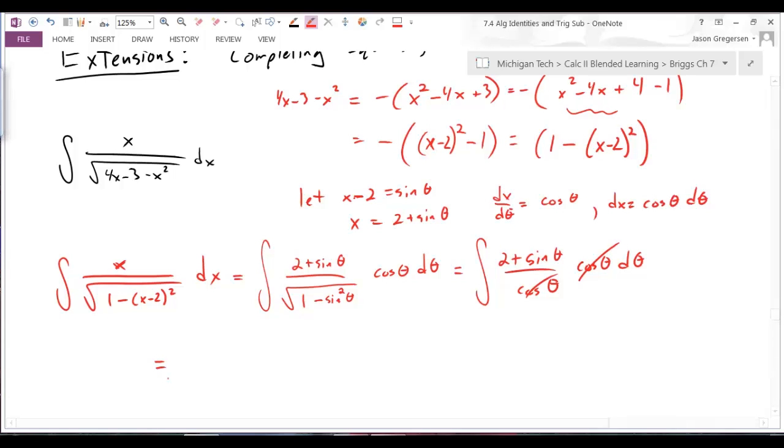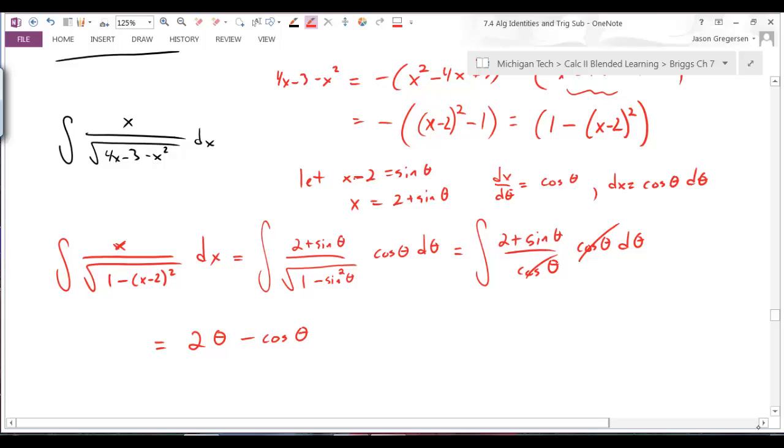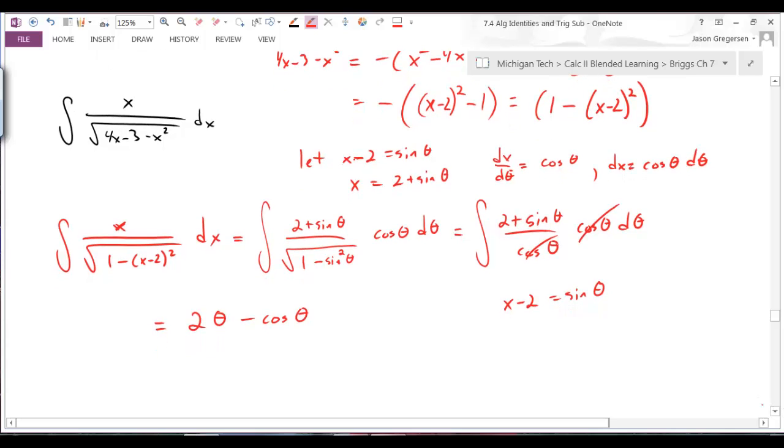What's the integral of 2? 2 theta. What's the integral of sine of theta? Negative cosine of theta. All right, piece of cake, right? And now I just have to plug my x's in again. So we have x minus 2 equals sine of theta, and the first thing I need to figure out is what theta is. What is theta?